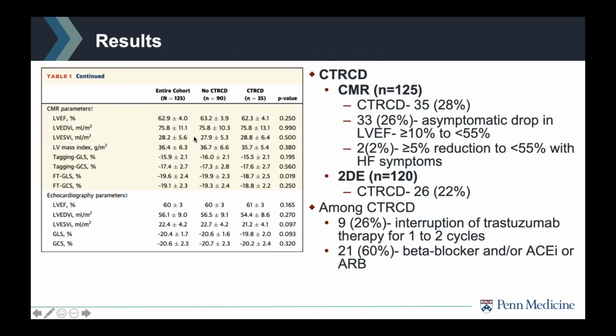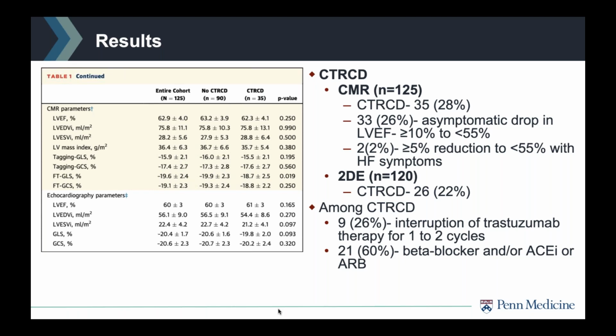And the baseline LVEF, the LV volumes, and the strain with tagging and feature tracking were also similar between both cohorts, and so were the echo parameters. Among all these patients, with CMR, which was done in 125 patients, CTR-CD was identified in 35 patients. Of these, 33 had an asymptomatic drop in LVEF of more than 10 points to a value less than 55%, and 2 of them had a more than 5% reduction to a value less than 55% with heart failure symptoms.